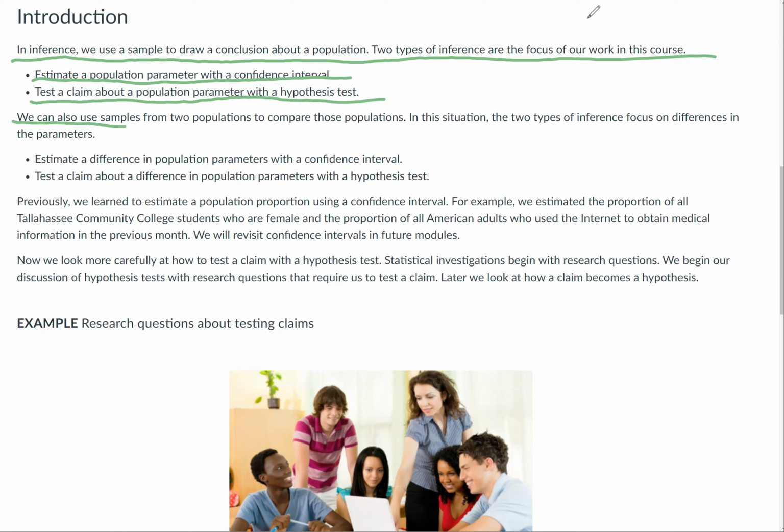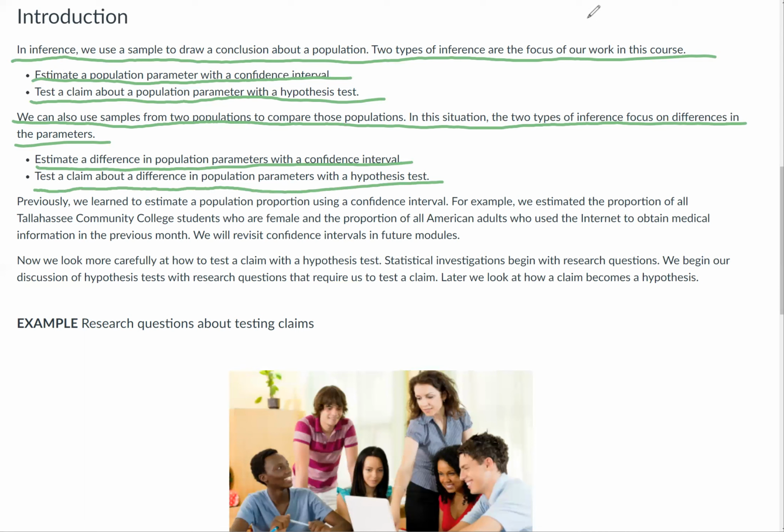We can also use samples from two populations to compare these populations. In this situation, the two types of inference focus on differences in the parameters. First, estimate a difference in population parameters with a confidence interval, which we've seen, and then also test a claim about a difference in population parameters with a hypothesis test, which will be the new part that we haven't seen yet.